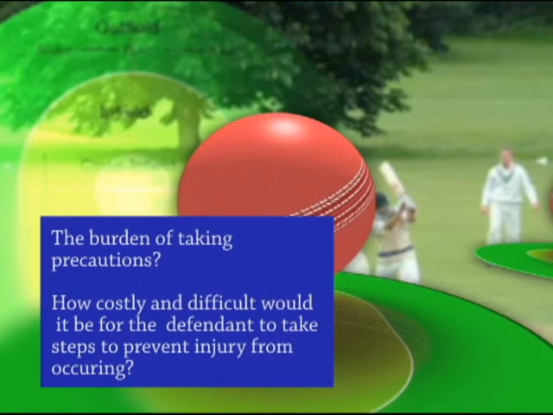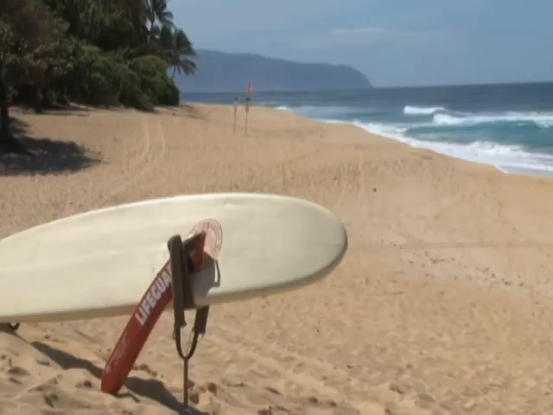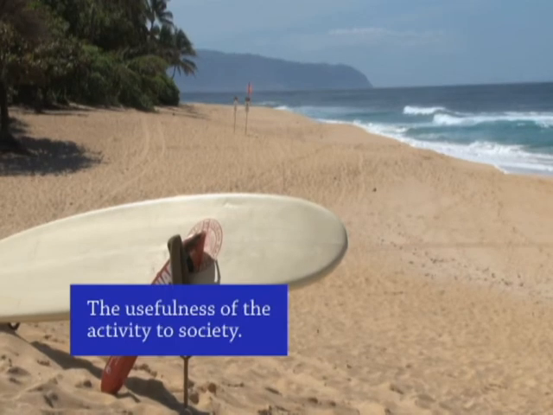The third factor to consider is the burden of taking precautions. Here the court asks, how costly and difficult would it have been for the defendant to take steps to prevent the injury from occurring? If it is easy to erect a sign warning of slippery floors, then the court says you must do this. But the court would not expect a cricket club to erect a high fence all the way around their cricket ground just to stop the rare occasions when a cricket ball is hit over 100 metres for a 6.